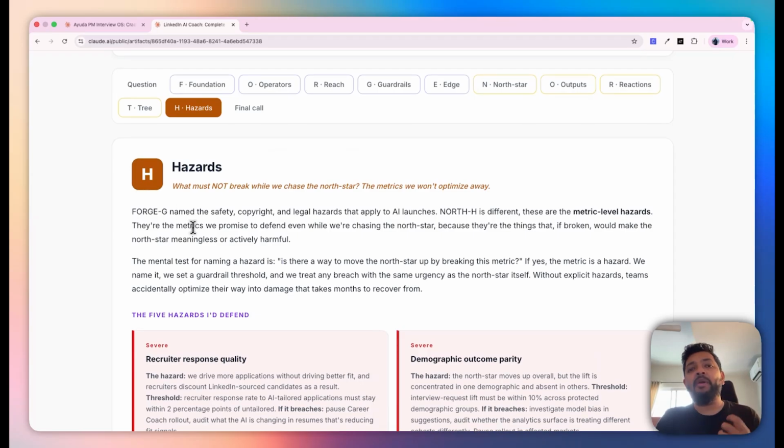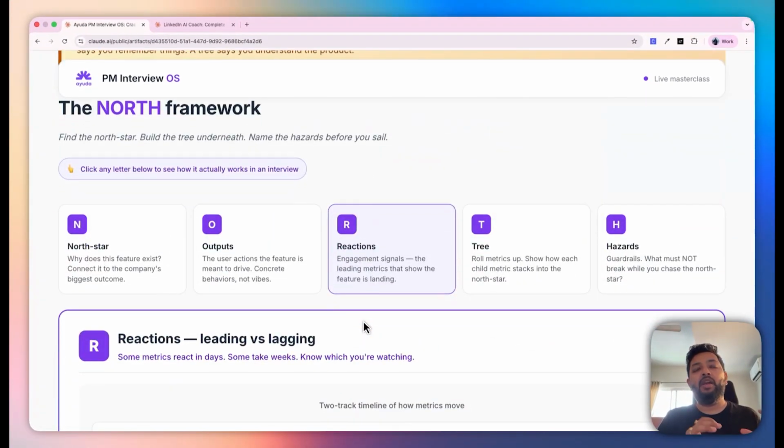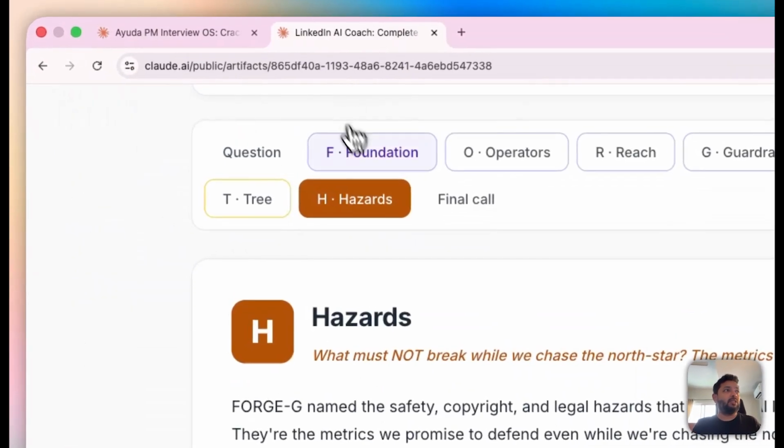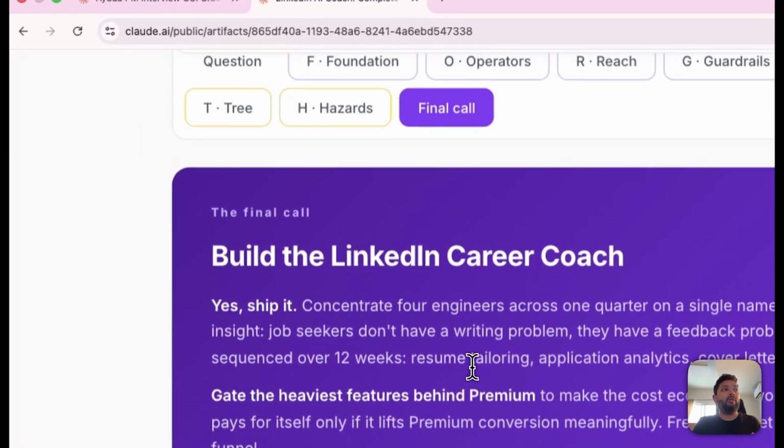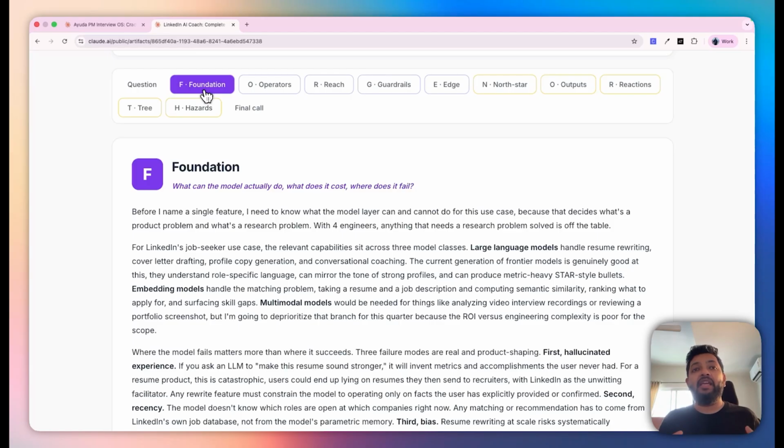So basically, you end up completing your North Star framework that you had here, which is basically completing all of these one by one and presenting a consolidated view, which is here in the final call, which is talking about how do you go ahead and build an AI agent or an AI interviewer or an AI interview helper for LinkedIn, right? So foundation, operators, reach, guardrails, and edge. And then, of course, you talk about your North Star, your outputs, your reactions, your tree, and your hazards. And that completes your AI product sense interview, right?